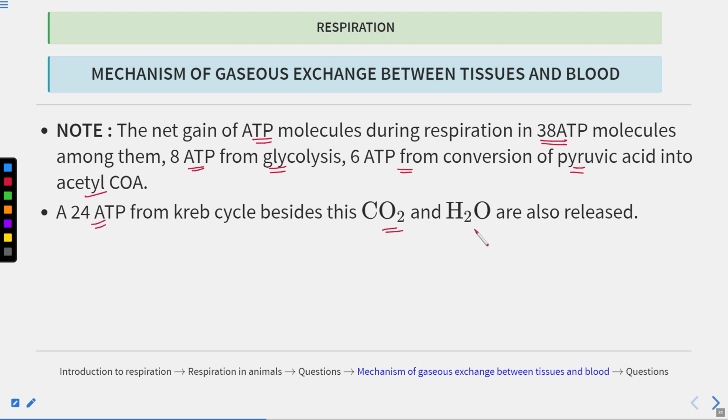Besides this, carbon dioxide and water are produced. So if you add all these, you will get 38 ATP. So you can say that during aerobic respiration, 38 ATP are produced. Clear? So this you have to remember.